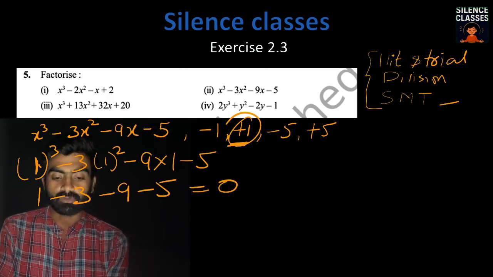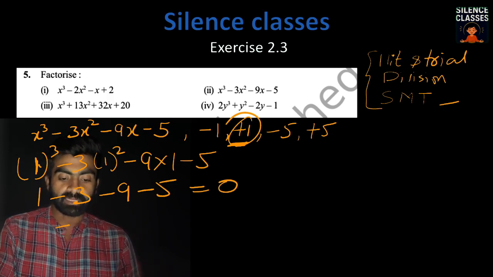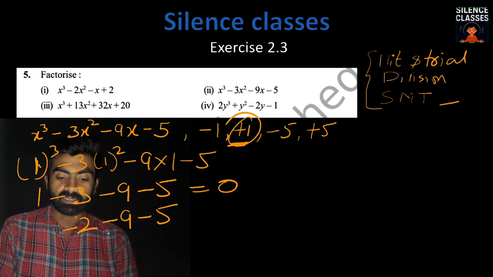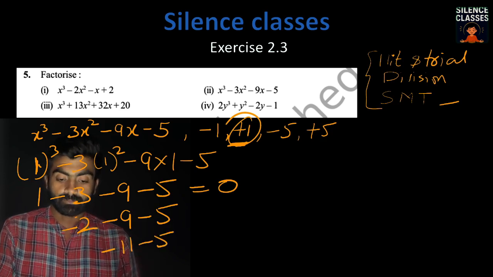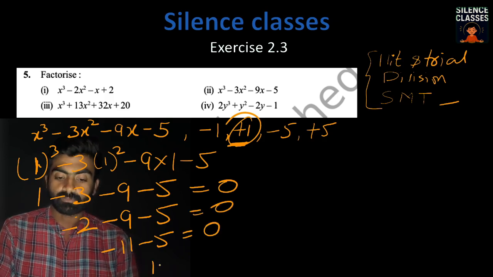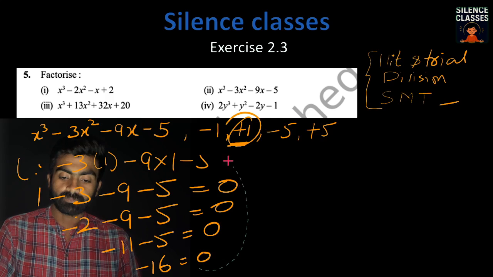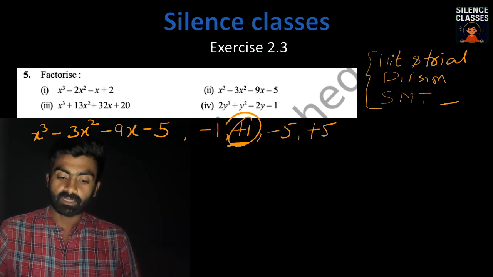So we can check it out. It will become minus 2, minus 9, minus 5. So it will become minus 11 minus 5 is equal to 0. So it will become minus 16 is equal to 0, which means it is not a factor. Okay, so now let's check it out. Let's put minus 1 now.